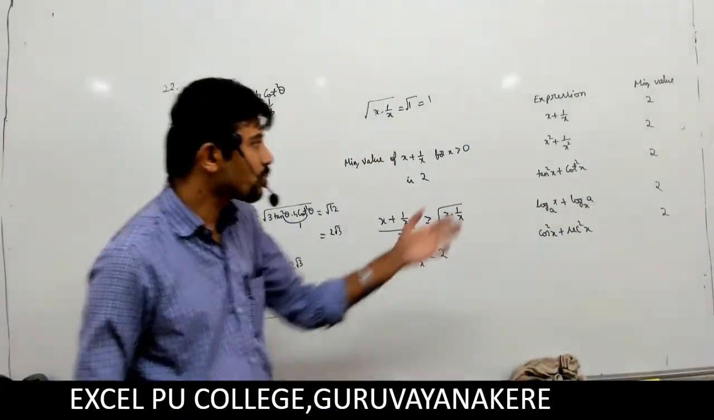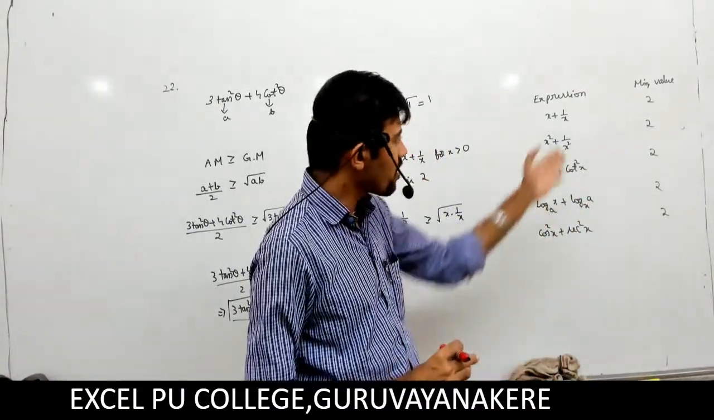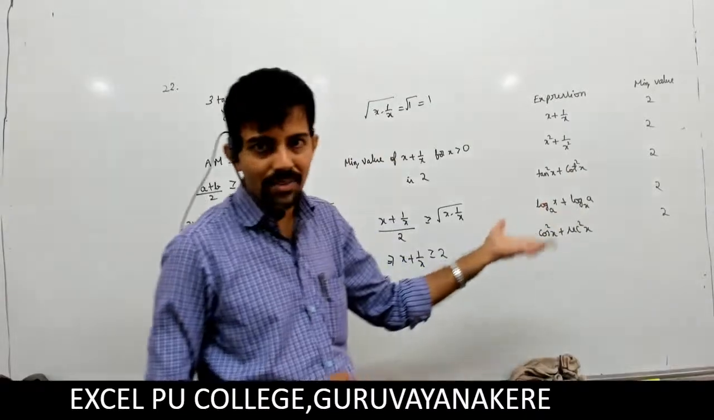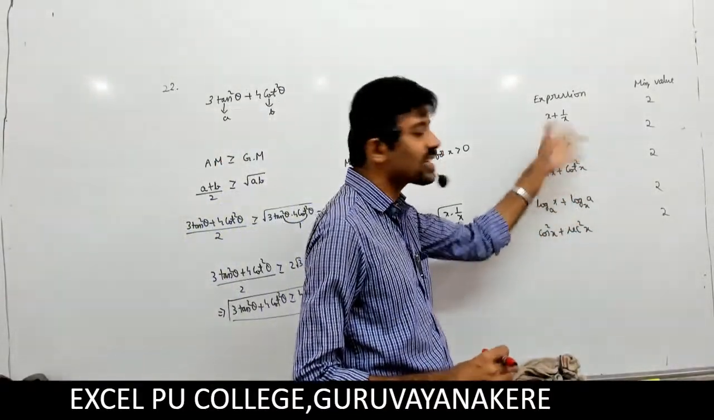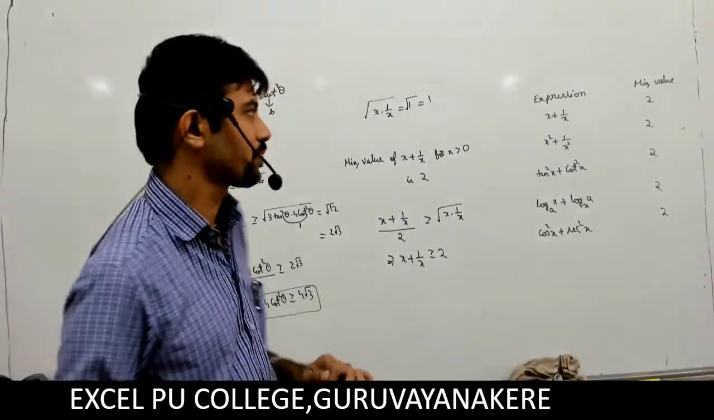You can work out these problems, try it or practice minimum value of certain expressions. Everywhere it has become 2. It need not be 2 always, but for these expressions it is true. For these expressions it has come out to be equal to 2.